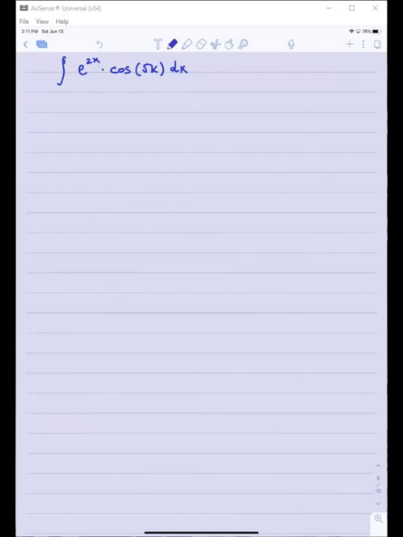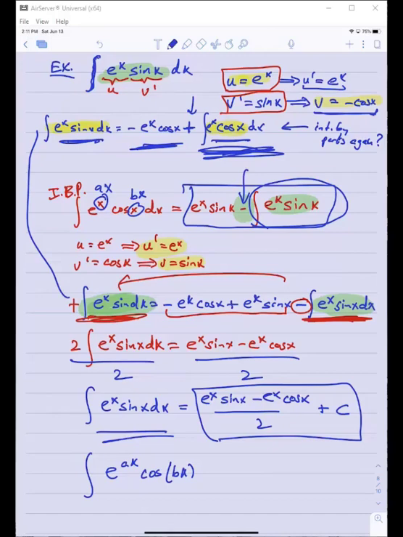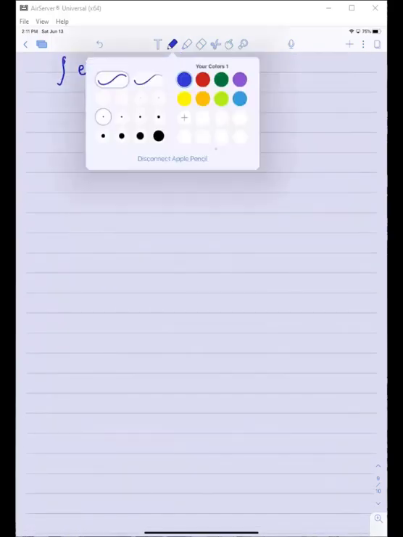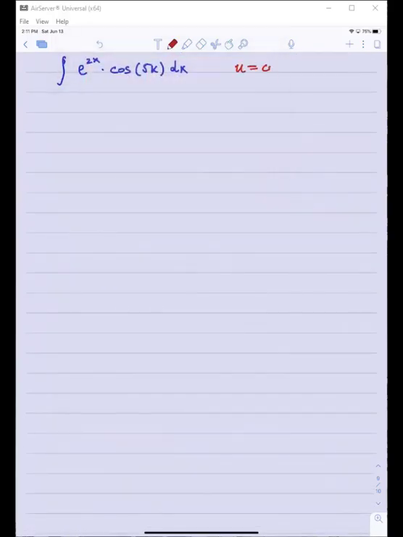Now, what were our substitutions we did in the last problem? Let's go back and look. Up here at the top, we let u equal the exponential, and we let v prime be the trig function. What would have happened if we'd tried the other pattern of substitution? What if we had let u equal the trig function, and we'd let v prime equal the exponential function? Would this process have worked if we'd done it that way? Well, let's see. u prime would be minus 5 sine 5x, and v would be the antiderivative of e to the 2x, which would be 1 half e to the 2x.